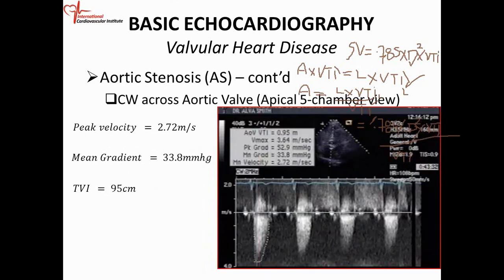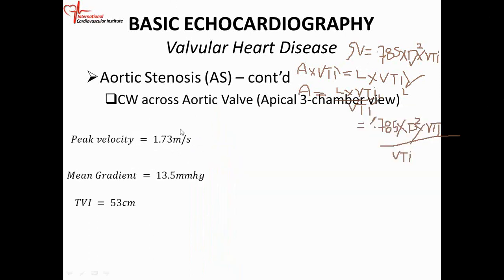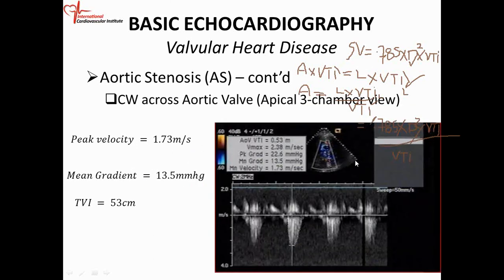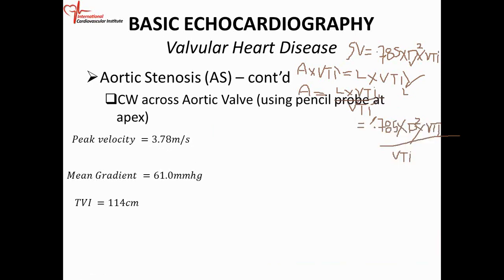So in this case, it's the same patient. Here you get a peak velocity of 2.72. Same patient, and because you use a different window, a velocity of 1.73. So that is the reason you have to use multiple windows. You want to get that maximum velocity.